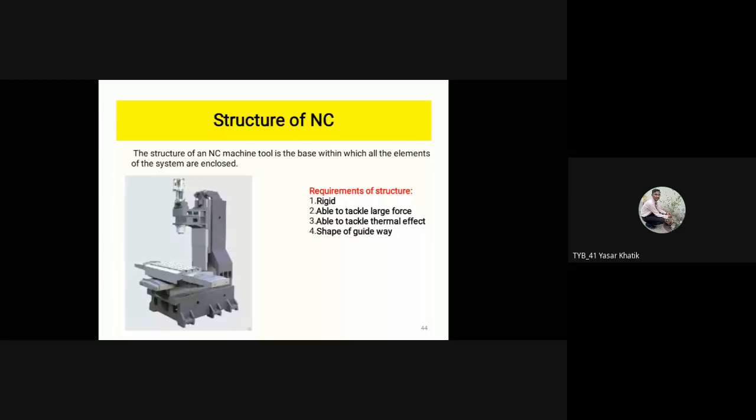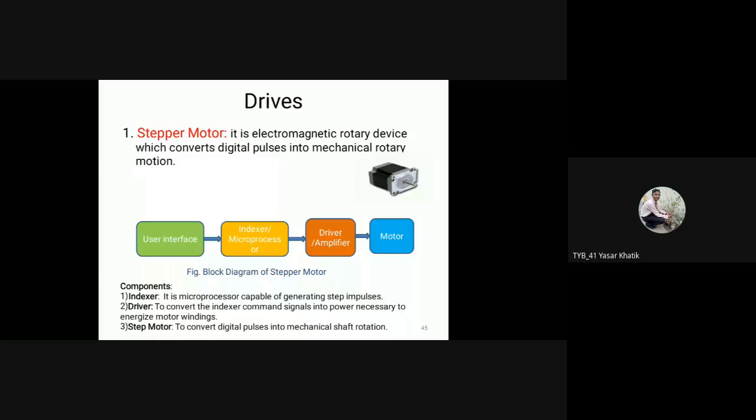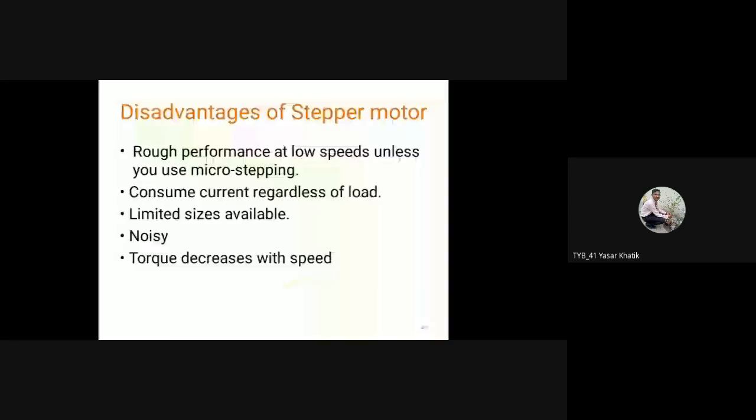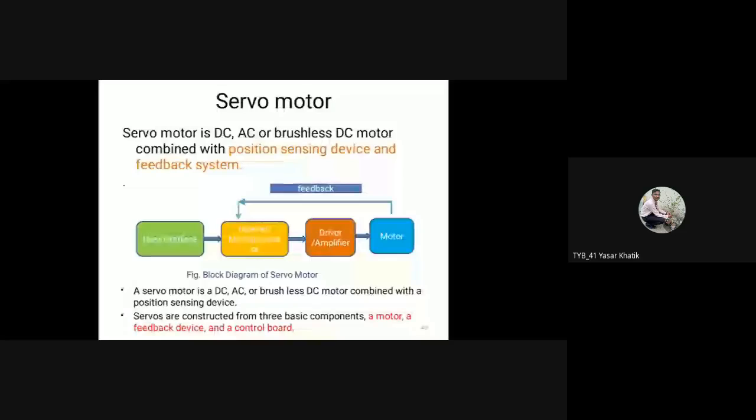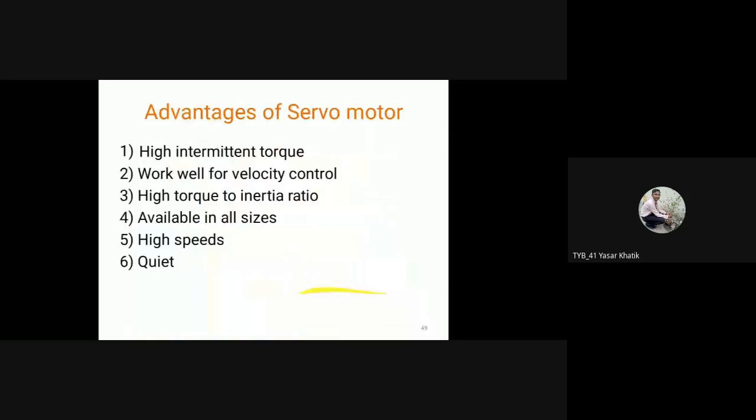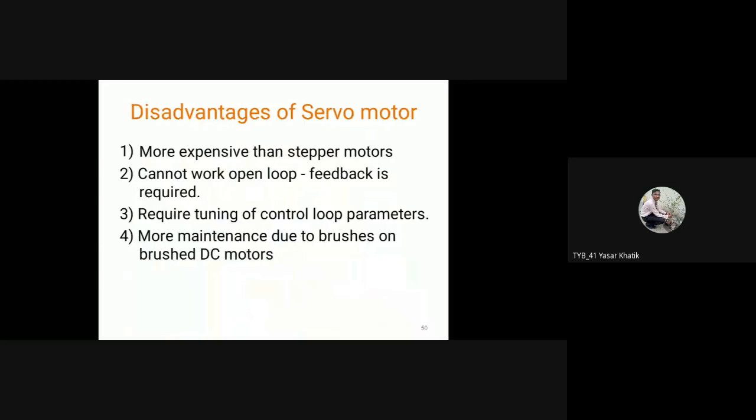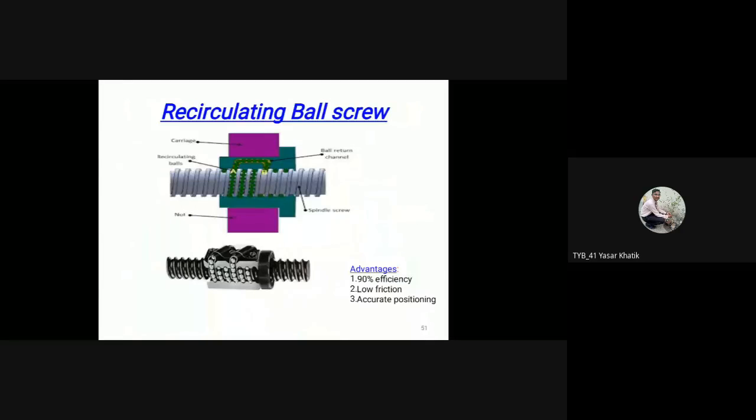And then again, we have seen there's some structure of the NC machine also. So some requirements for that NC machine: it should be rigid, able to tackle large forces, thermal effects, and have shaped guideways. Then we have seen some drives, the stepper motor, then advantages, disadvantages, then servo motors. This operates only for the closed loop system because there is a feedback system and positioning sensor system. Then we have seen one of the drives, that is the recirculating ball screw.